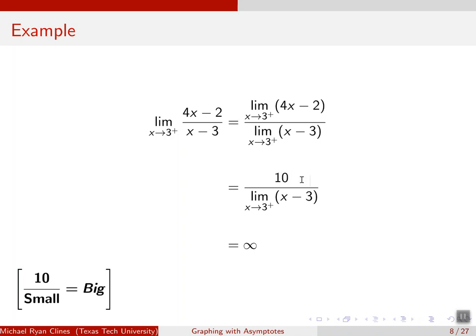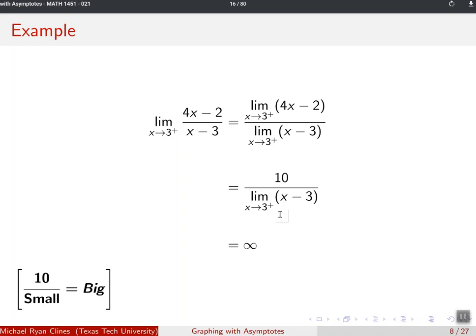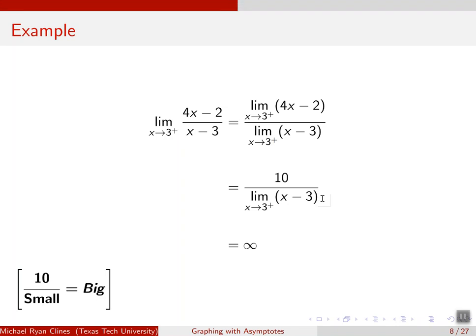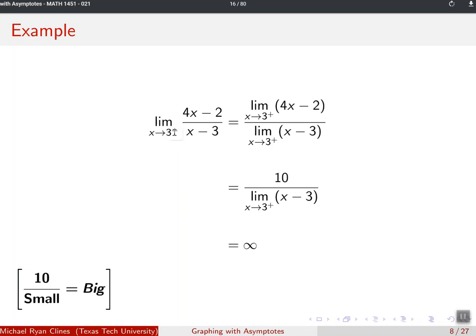And in this case, 10, positive number. We're plugging in numbers that are just bigger than 3, so their difference is going to be positive. So you have a positive number divided by a positive number, which gives you infinity. So, quick example, if we are doing this from the left, x approaches 3 from the left, well, this whole thing is going to explode towards negative infinity.